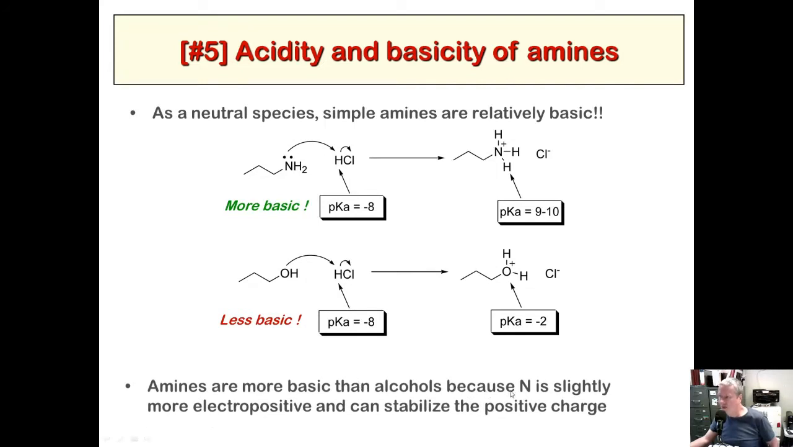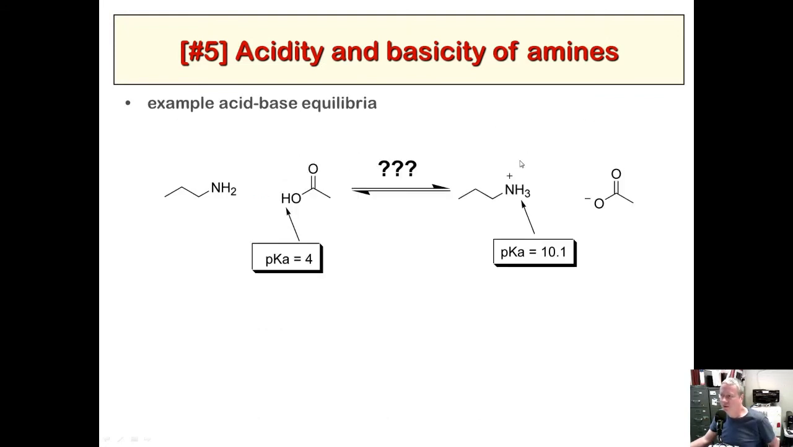Nitrogen's more basic, oxygen's less basic. Amines are more basic than alcohols because nitrogen is slightly more electropositive and can stabilize a positive charge. So in this top example, the nitrogen's positive and it can stabilize the charge better. Okay, and here's another example. You always go towards the larger pKa value. We've got an amine and a carboxylic acid. We go towards the larger pKa, so is this a favorable equilibrium? The answer is yes, it totally is. The amine can totally rip off that proton from the carboxylic acid.